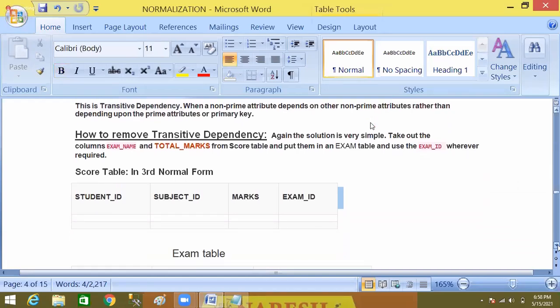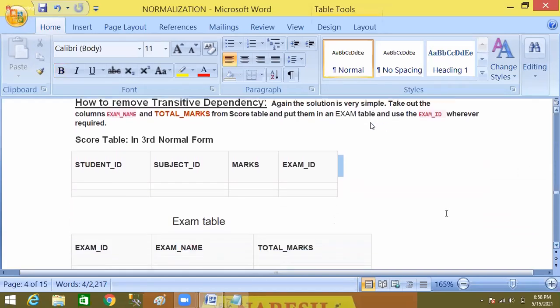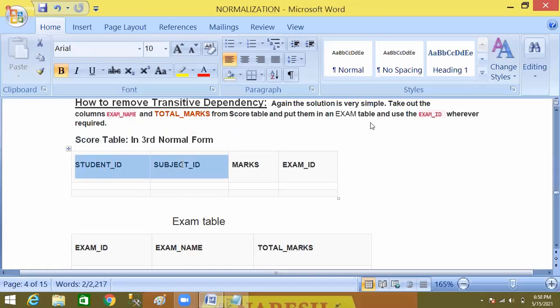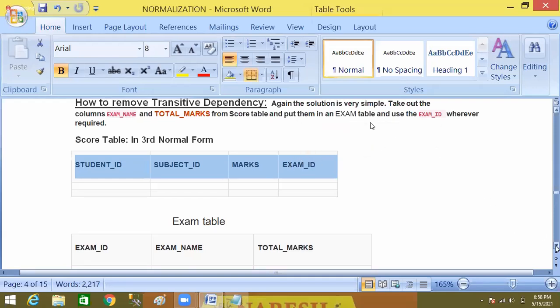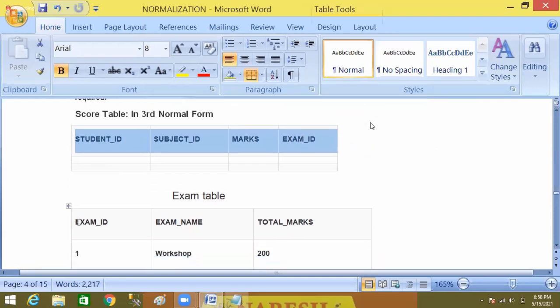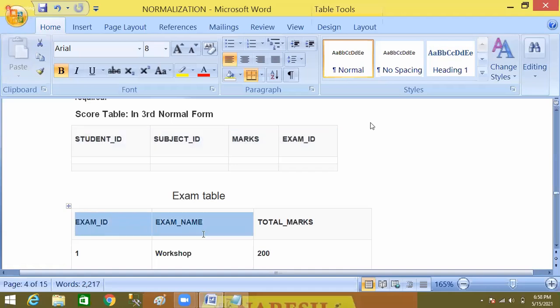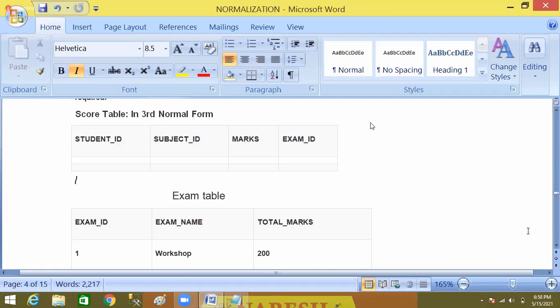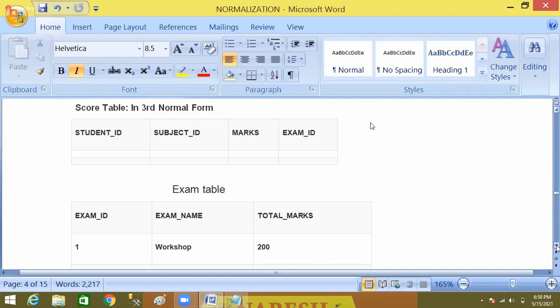Okay, now we can see. Here I created one score table. In this score table, I keep student ID, subject ID, marks, and one new column, examination ID. And I will create a second table here: examination ID, examination name, total marks. The examination name and total marks columns I removed from the score table and added into another new table, called the examination table.